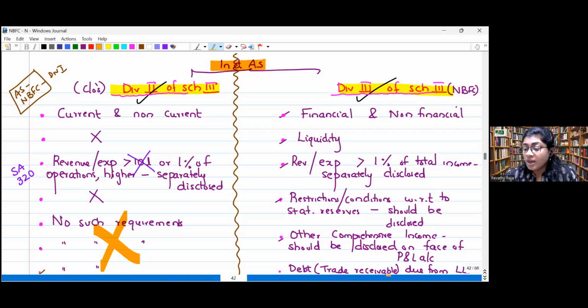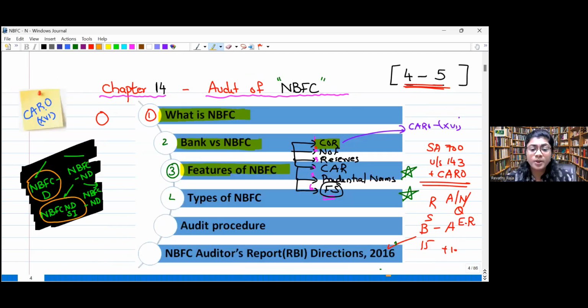Now, FRLA you'll study, but still, Ind AS will apply from 1/4/2019 if the net worth is exceeding 250 crore. At 1/4/2019, I asked you, 250.